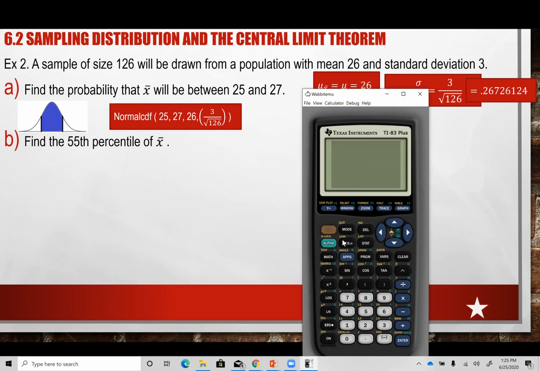If you hit second VARS, which is second DISTR, we choose the same thing, the normal CDF. Now, what is my endpoint? My endpoint is 25, comma, 27, comma, my mean, which is 26, comma. For me, I type it as it is: 3 divided by the square root of 126. To get the square root you hit second square root. I just close the parenthesis and press enter. Instead of typing the decimal 0.26726, you can type that in.